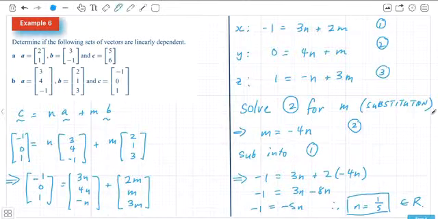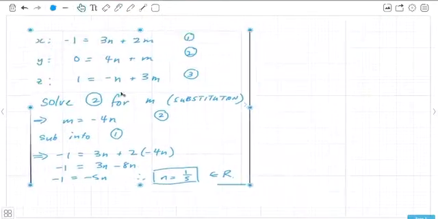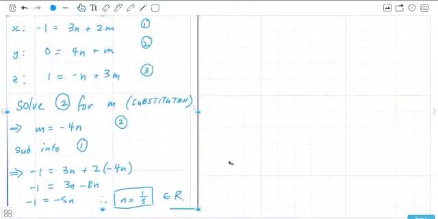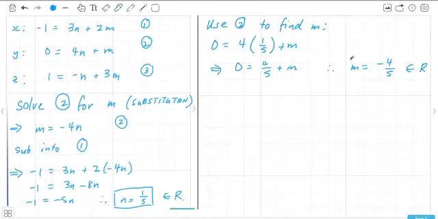Okay, so we've got n. We can now go to the next expression. I'm just going to copy this over so I can keep working. Okay, so our next expression is going to be, we can find m. I'm just going to use 2 to find m, because I've got n now. So we've got 0 equals 4 times n plus m, which means that 4/5, 0 equals 4/5 plus m, and therefore m equals -4/5, which is an element of the reals.